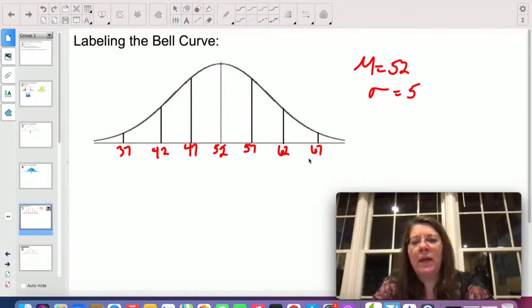Let's say these are weights of middle to large breed dogs. We could say how many standard deviations away from the mean would a dog that weighs 62 pounds be? Well, a dog that weighs 62 pounds is 2 standard deviations above the mean.